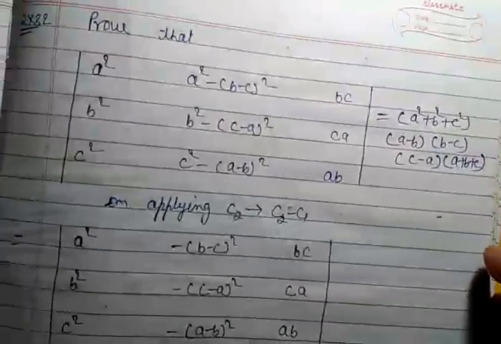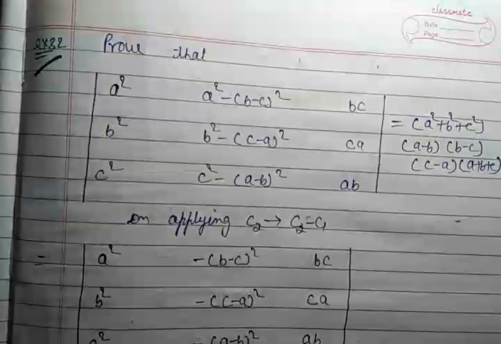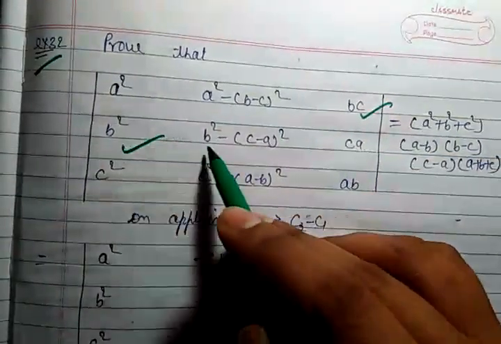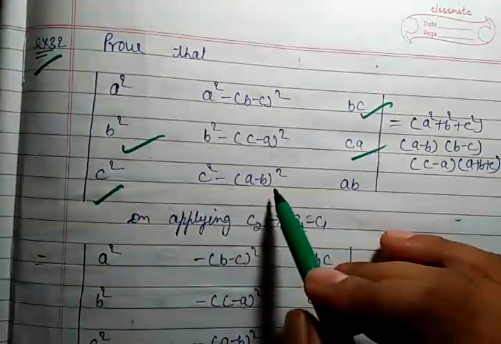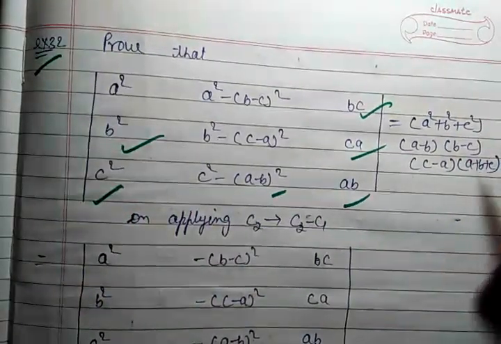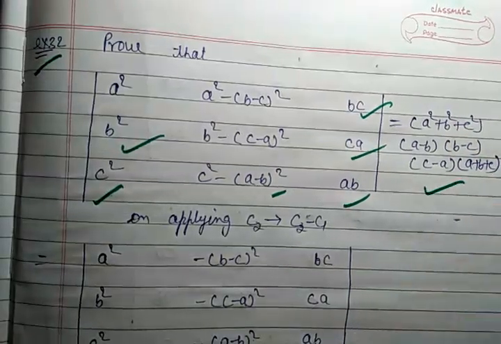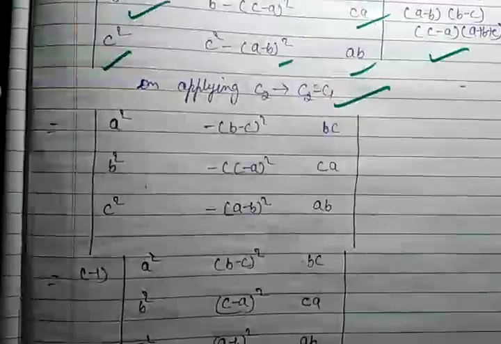ठीक है, नेक्स्ट क्वेश्चन की तरफ जाते हैं हम अपने example number 32. 32 है, prove that a square, b minus c का whole square, c a, b square, c minus a का whole square, c a, और c square, a minus b का whole square, a b, equals a square plus b square plus c square, and we have to prove here a square plus c square a minus b c और c minus a plus b plus c. On applying C2, we will get C2 minus C1.